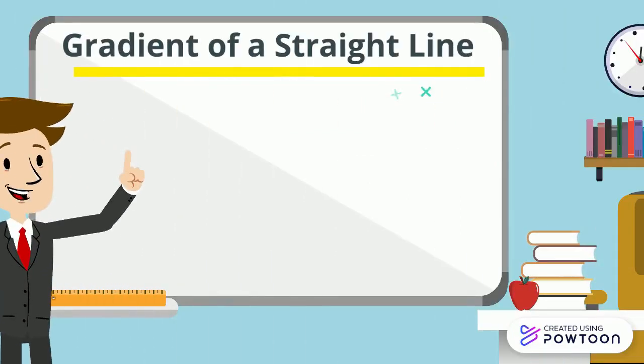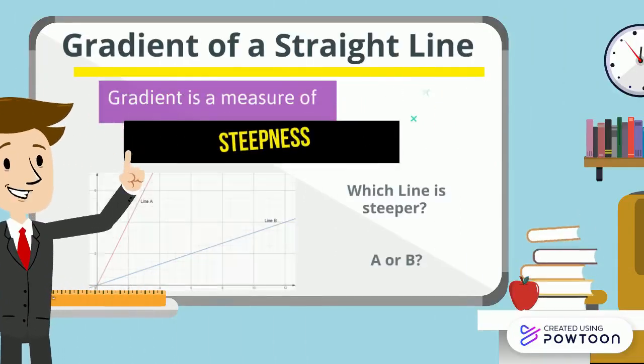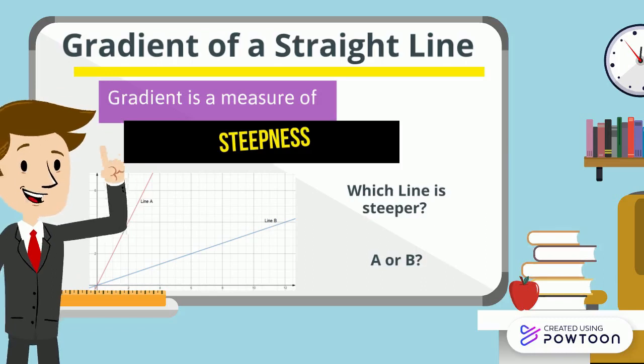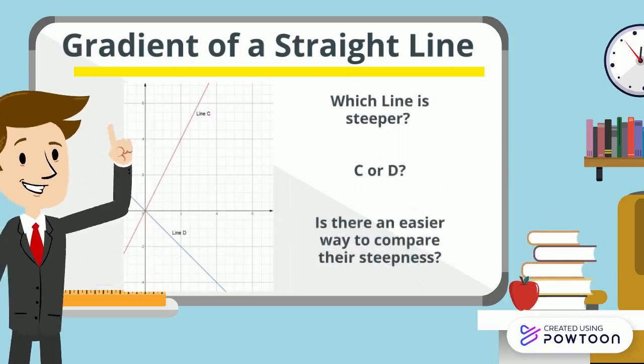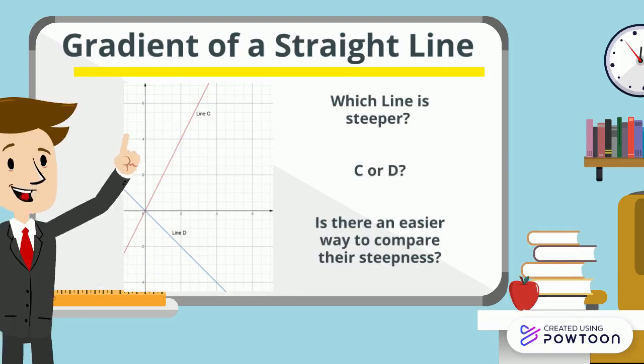So what is gradient? Gradient is a measure of the steepness of a straight line. Compare lines A and B. Which line is steeper? Simply by observation, we can see that line A is steeper than line B. However, there are some cases in which simply by observation alone, we cannot conclude which line would be steeper, which is why we need the concept of gradient to help us.